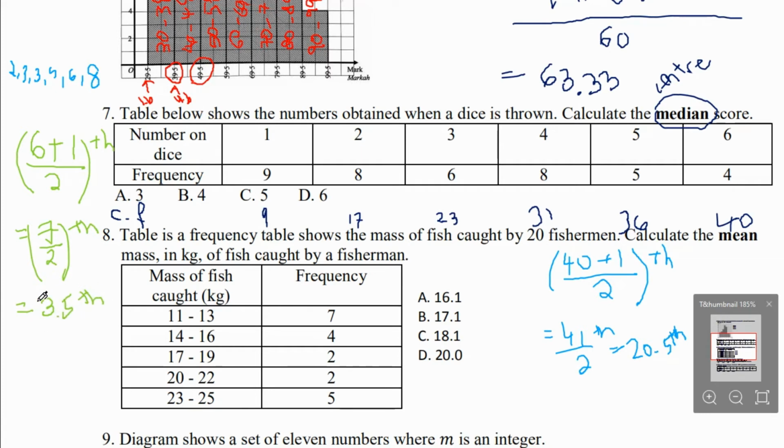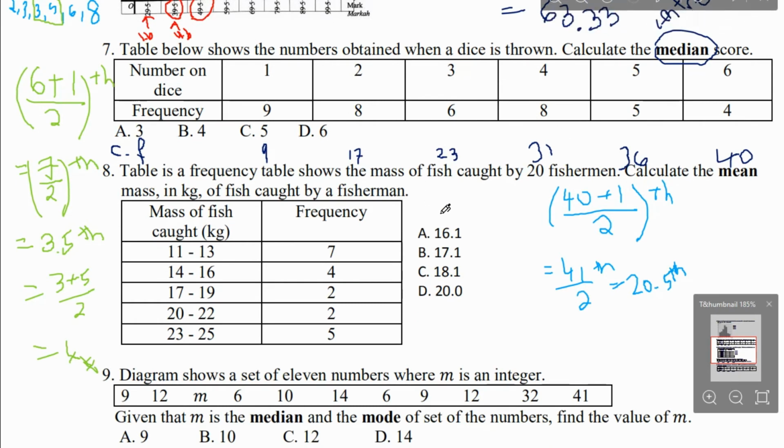That means my median will be the 3.5 number, the number at the 3.5 position. So this is the first number, second number, third number, fourth number. So 3.5 will be in between 3 and 5. So to find the median, I have to add these two numbers, 3 plus 5, then divide by 2, because 3.5 is the middle. So this is 8 divided by 2, so 4. So the median for this group of data is 4.